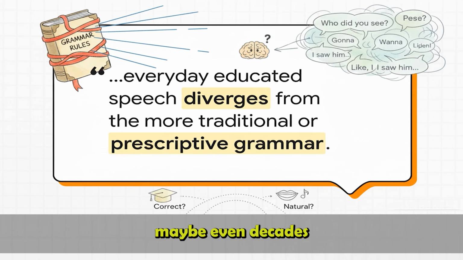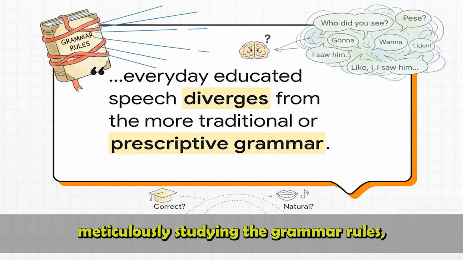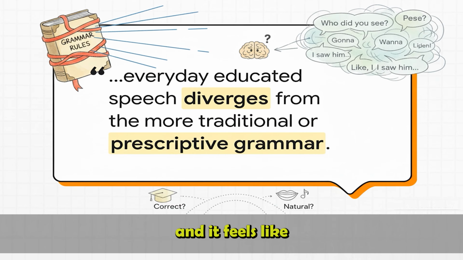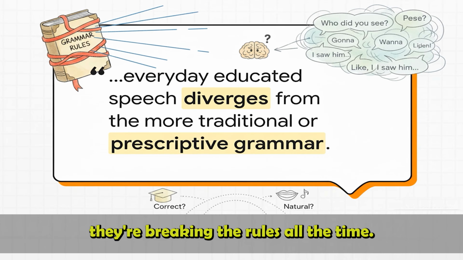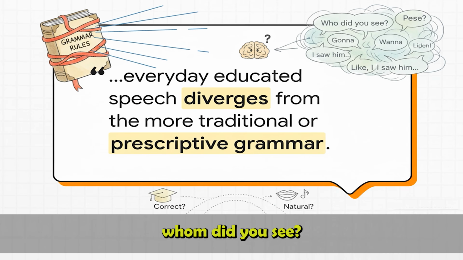You spend years, maybe even decades, meticulously studying the grammar rules. And then you start listening to native speakers and it feels like they're breaking the rules all the time. You learn that you're supposed to say, "Whom did you see?" But everyone around you is saying, "Who did you see?"